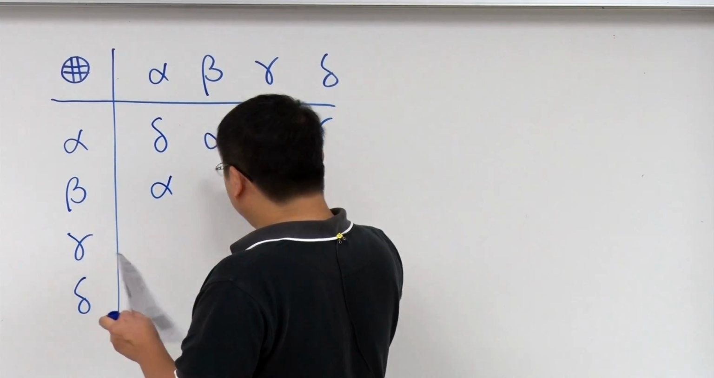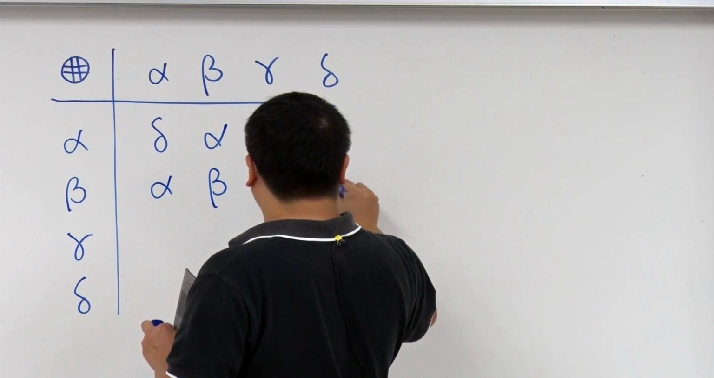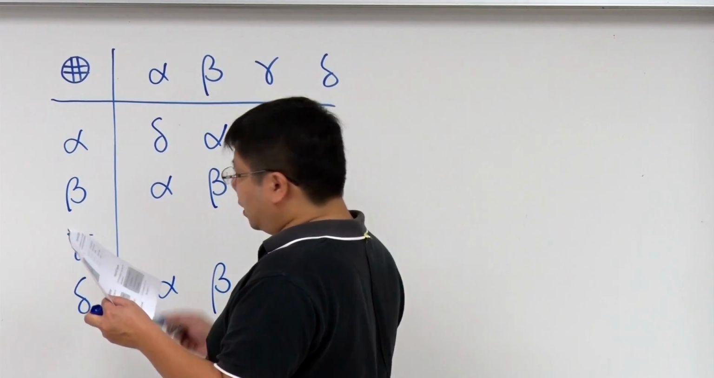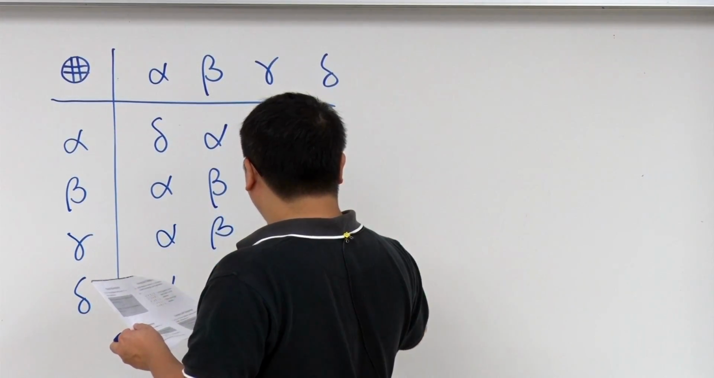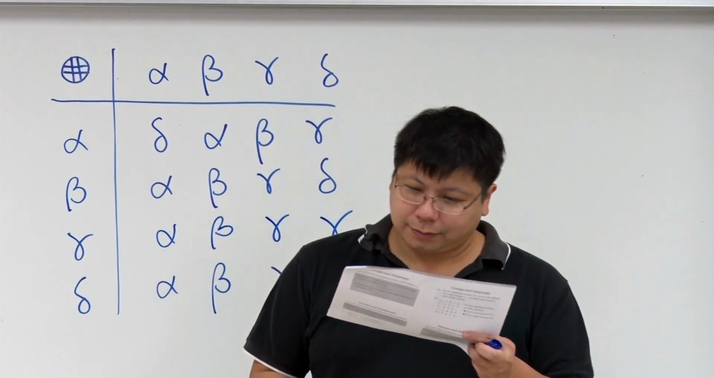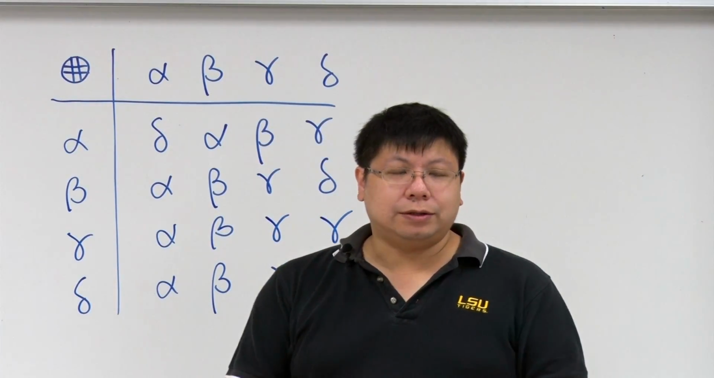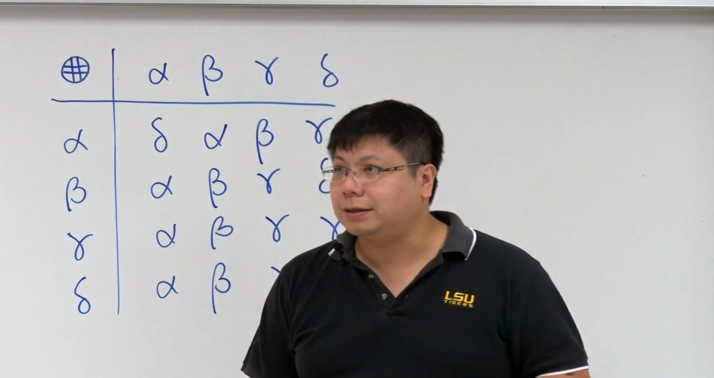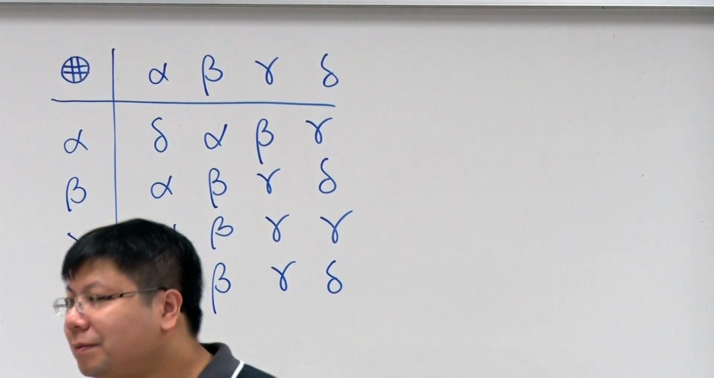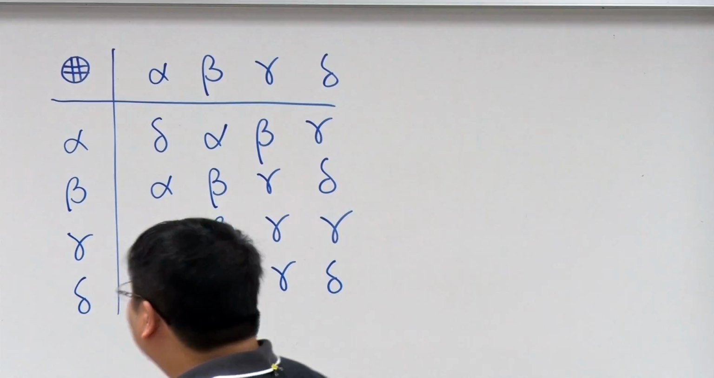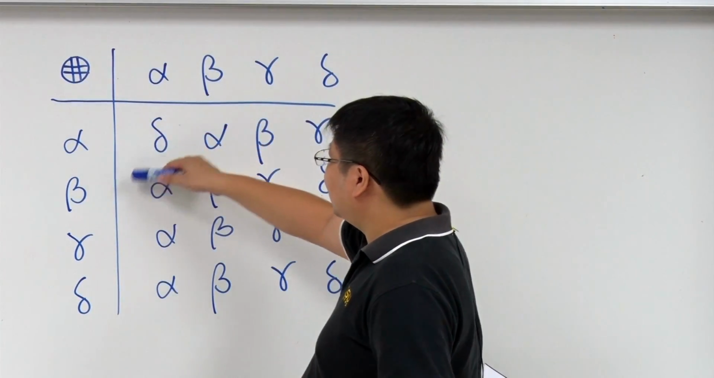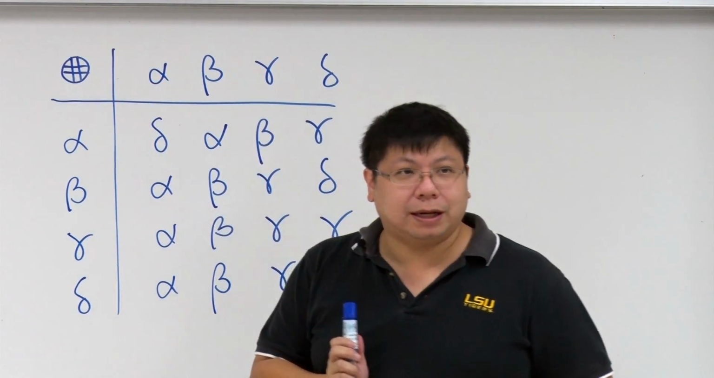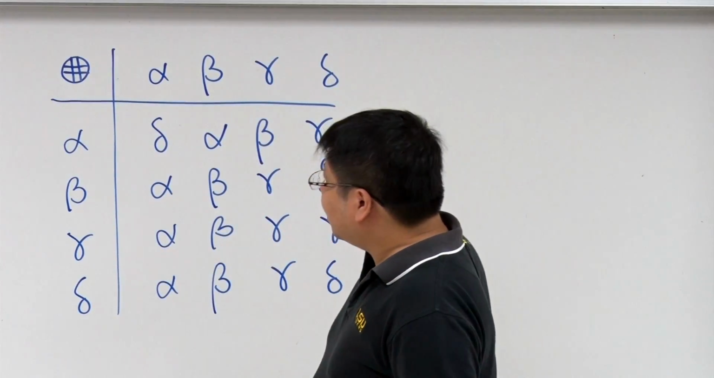So we fill in the table with alpha, beta, gamma, delta in each row, and so on. Is that okay? So I'm trying to define another binary operator. This binary operator is like this, and it is closed. No matter what you apply, if you pick any two items and apply this operation, you get some item from the set alpha, beta, gamma, delta. So it is closed. But is it associative?